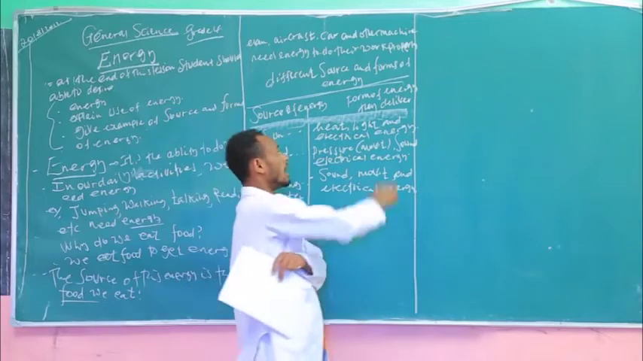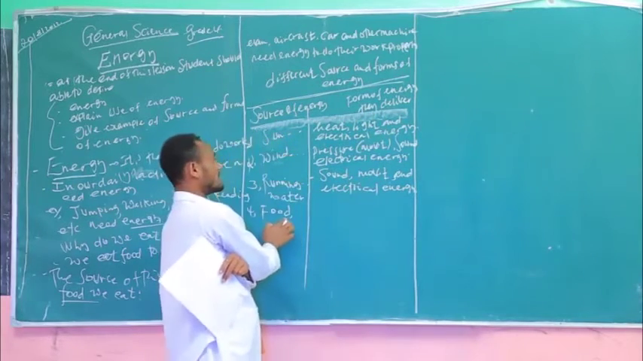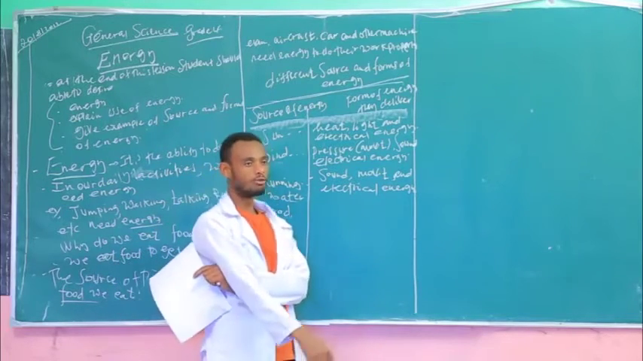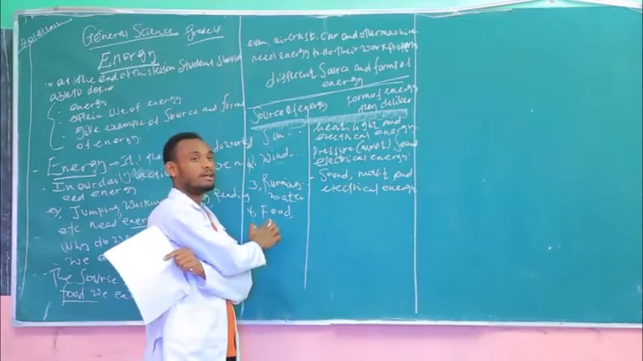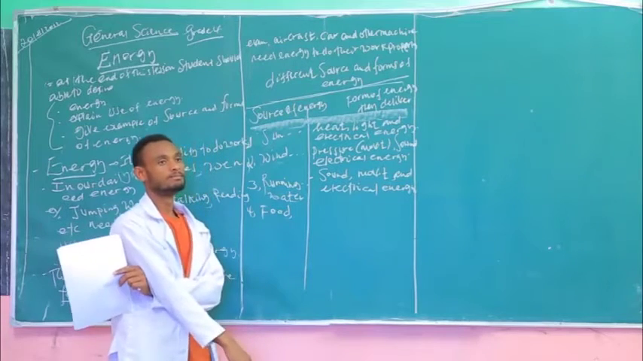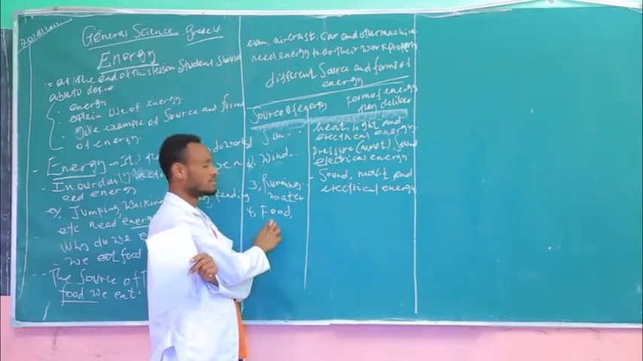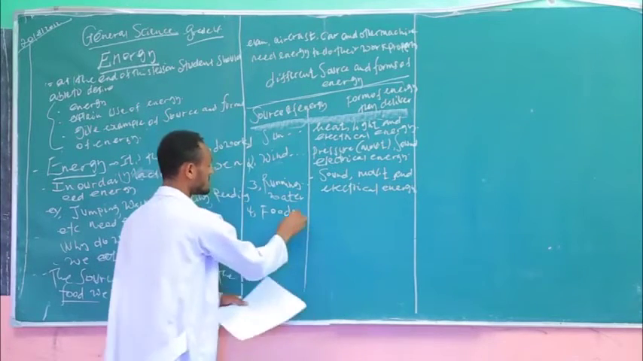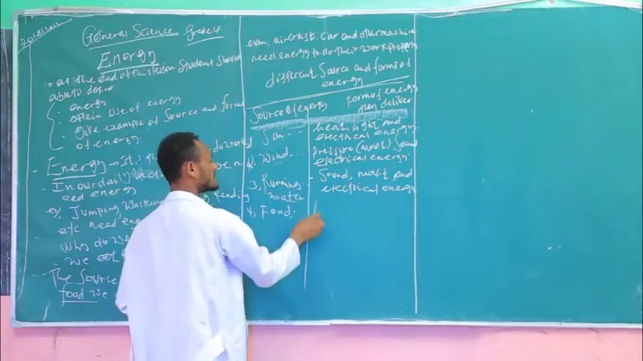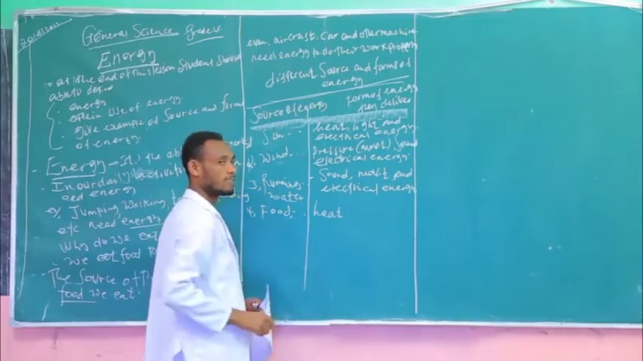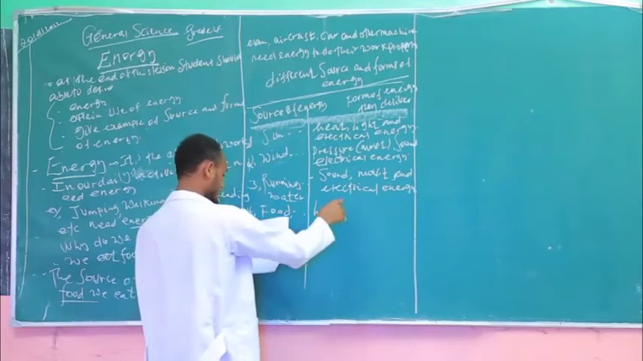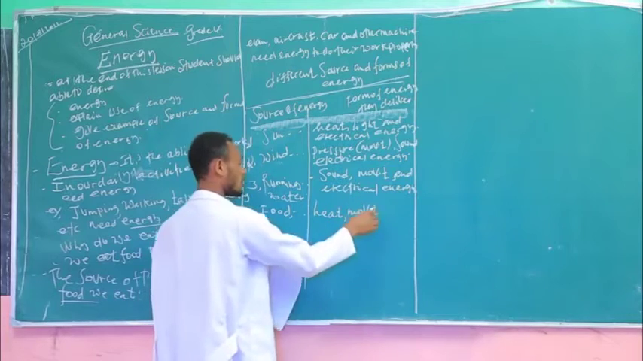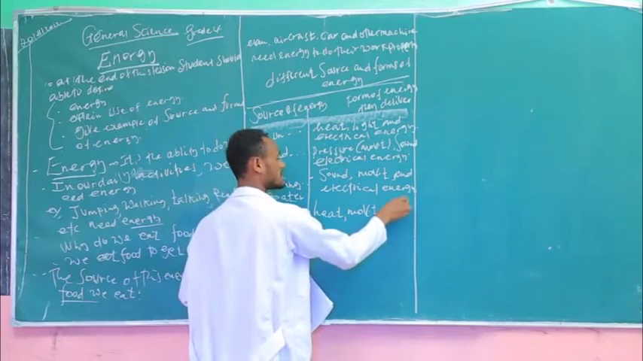By the way, how does food deliver us energy? Can you try this, students? How does food deliver energy for us? In the form of what does food deliver energy for us? Good. The first one is food delivers for us in the form of heat. The second one is in the form of movement. The third one is in the form of sound.